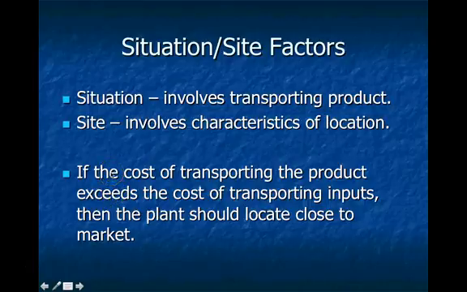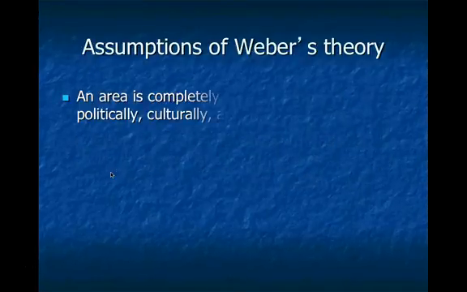Here's the general rule of thumb. If the cost of transporting the product exceeds the cost of transporting the inputs, then the plant should be located closer to the market. Here's what I mean by that. Say you have a bottle of Coca-Cola. Is an empty Coca-Cola bottle heavier or lighter full? Of course it's heavier full. So you want to move that Coca-Cola bottle as little as possible. That is Weber's least cost theory.